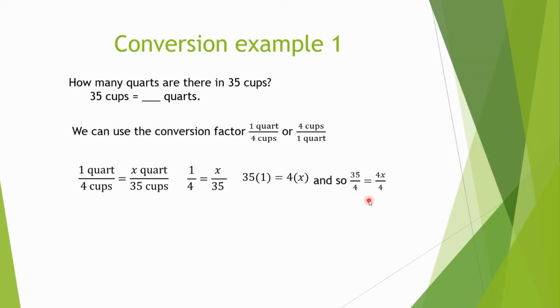And then we can just divide from here, because we want x all alone. We don't want 4x, we want x. And so we get x. So we get our answer is 35 over 4, which is x, which means x is 8.75.